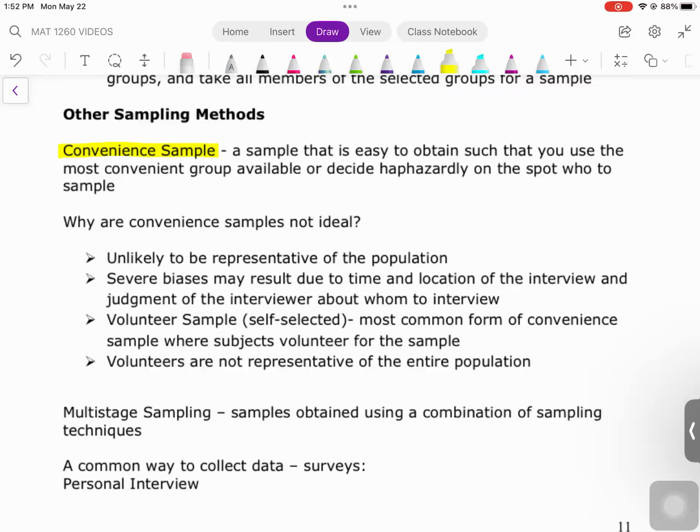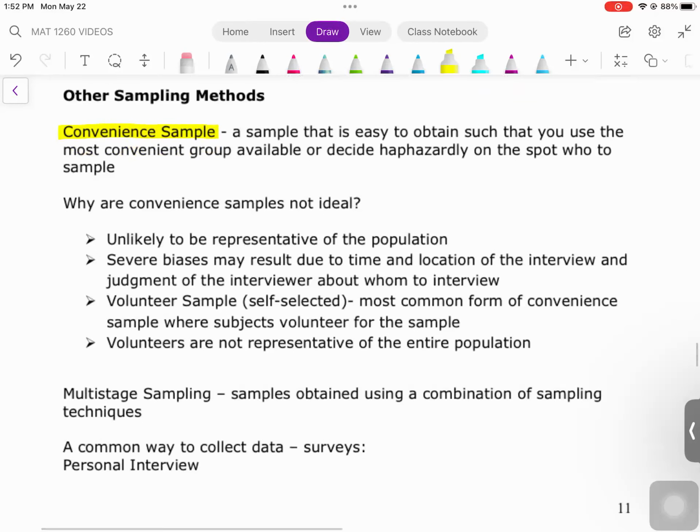In this course, you are going to be doing a project where you are going to collect a sample, and most of you are going to have a convenience sample. Convenience samples, however, are not ideal. They're usually not representative of the population.